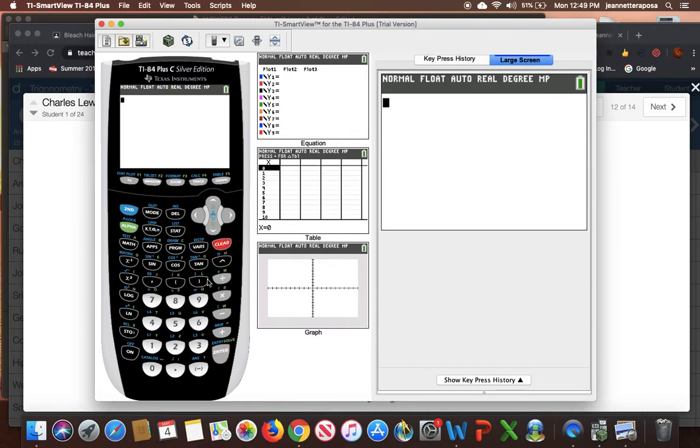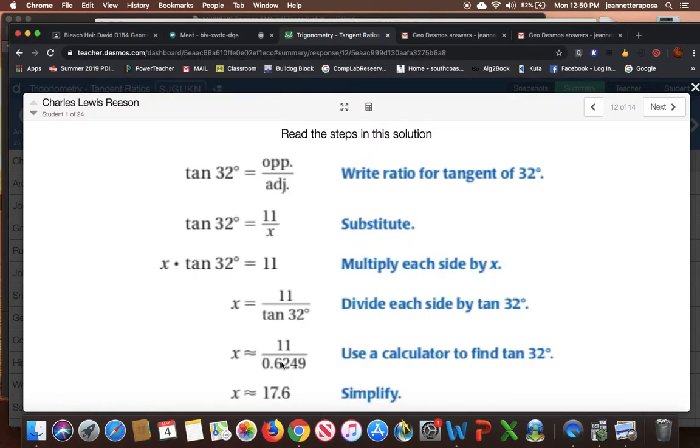I'm going to clear this all out. Tangent of, how many degrees was it again? Tangent of 32 degrees. That's just this decimal right here. So that's 0.624. I'm going to round to 9 because the next digit's more than 5. So you're dividing each side by 0.6249. There it is. And you just figure out what that is. You get 11 divided by that decimal will give you 17.6.